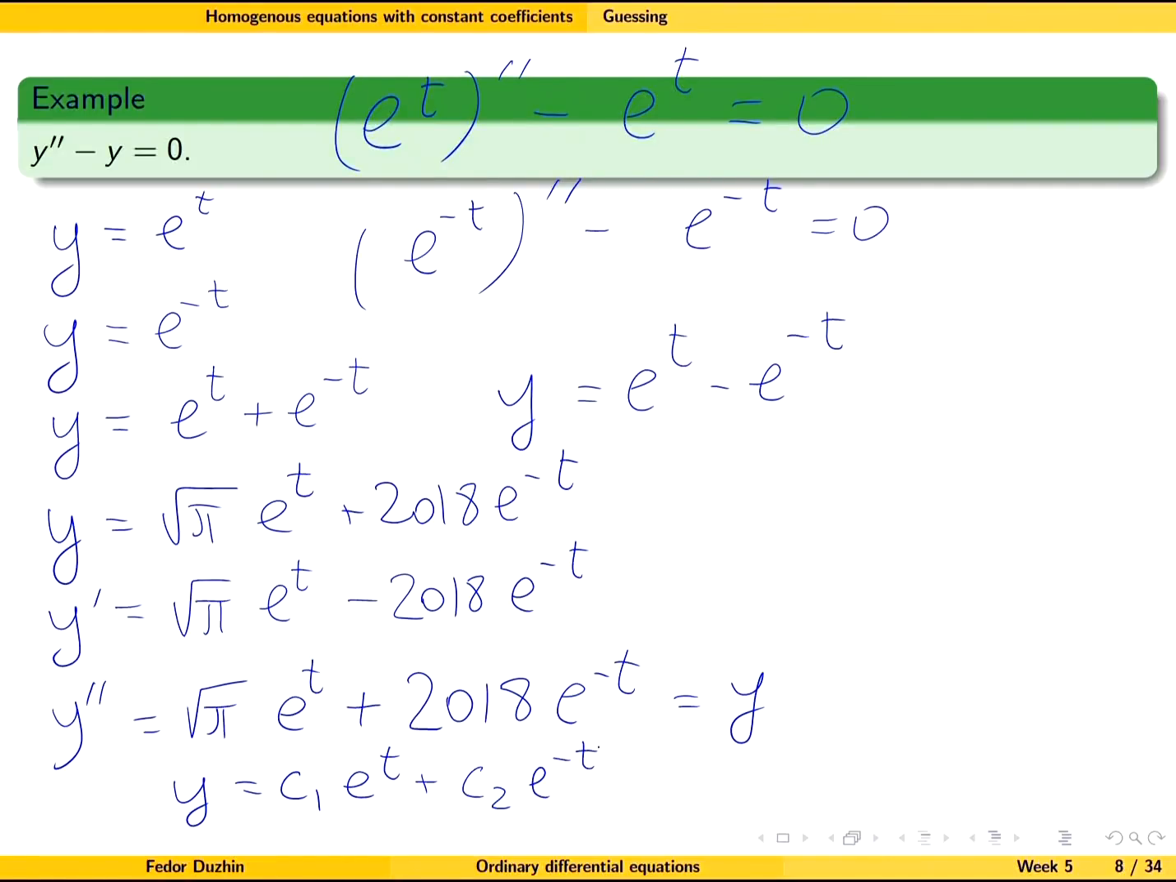Well, but combinations of e to the t and e to the minus t, so what we just saw is that each such combination is a solution. But is it true that every solution is a linear combination of e to the t and e to the minus t, or is there something else too?